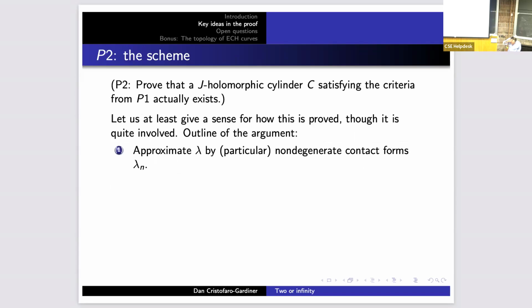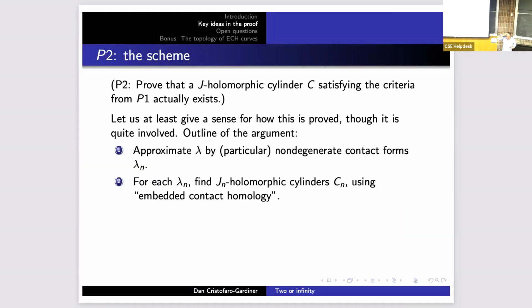Okay, so let's give at least a sense of this. Maybe the first bullet point is a version of what Ko was saying that works a little bit better for the problem. So instead of approximating the orbit by non-degenerate orbits and seeing what happens to the orbit, it works a bit better to approximate the contact form by non-degenerate contact forms. Just like the Morse condition is generic, non-degeneracy is generic. Okay. So then you could attempt to find J-holomorphic cylinders.